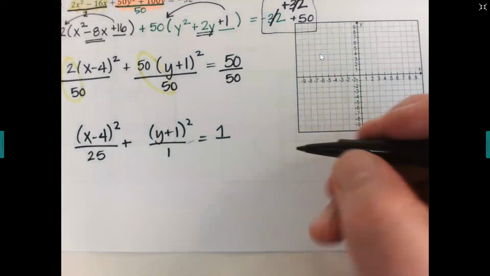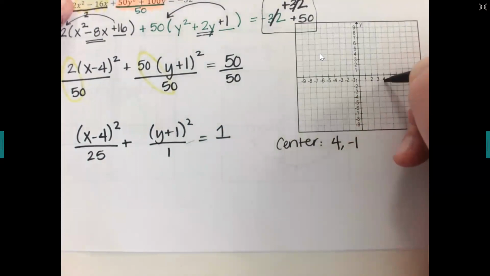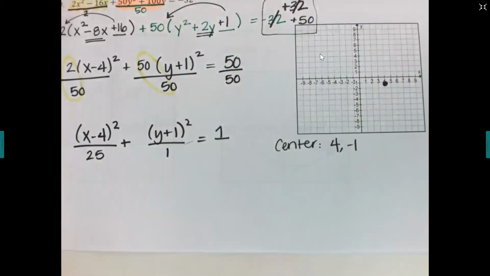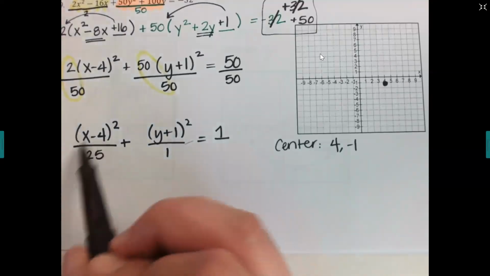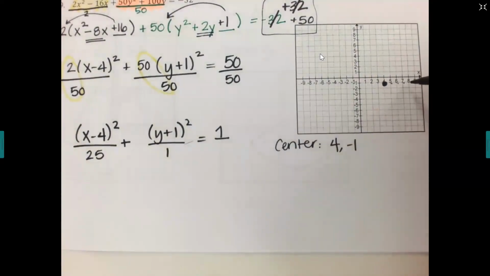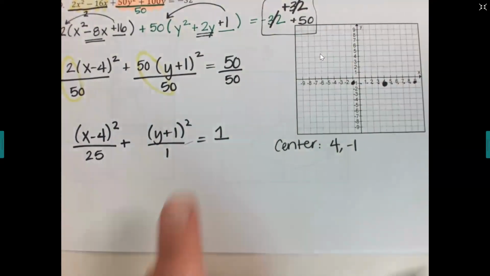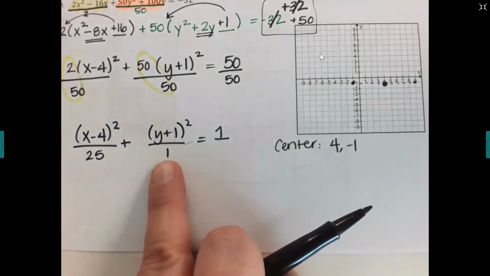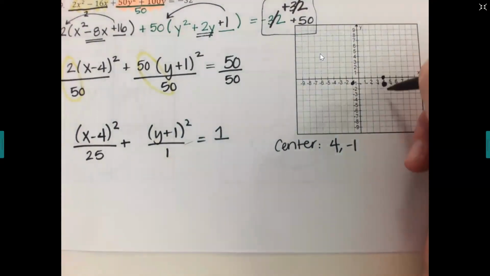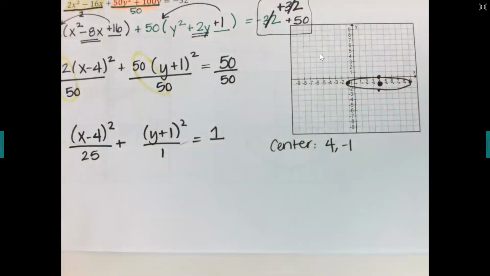What is our center going to be? Positive 4, negative 1, so that'd be here. And then what is my X radius gonna be if it's a 25 on the bottom? So I'll go 1, 2, 3, 4, 5. What is my Y distance gonna be if it's a 1 on the bottom? Square root of 1 is just 1, so then I'll go up 1 and down 1. And so that one's really wide, but not very tall. Make sense?